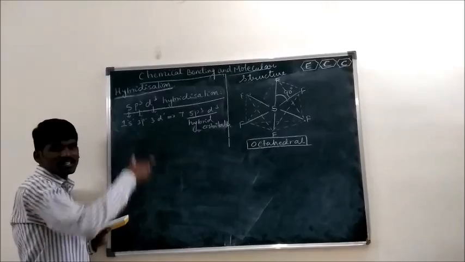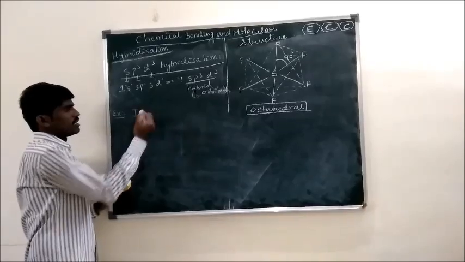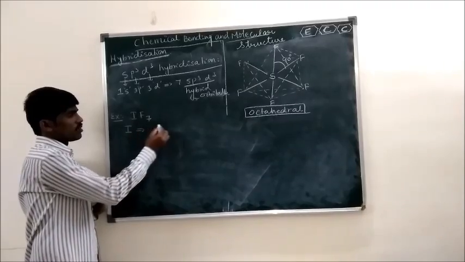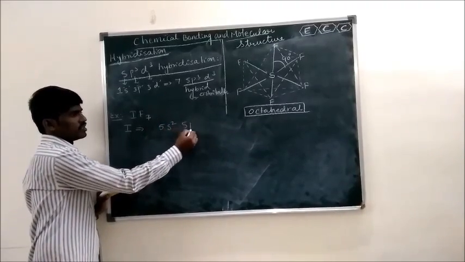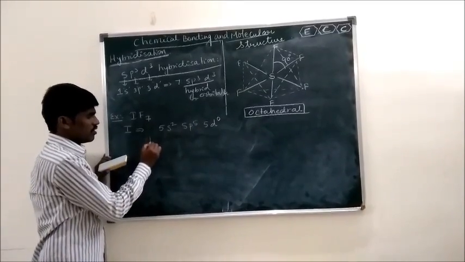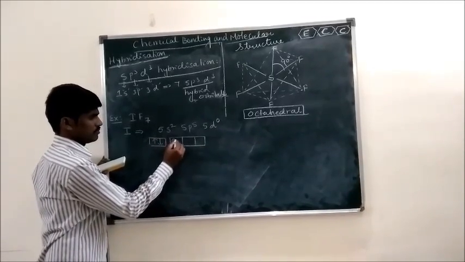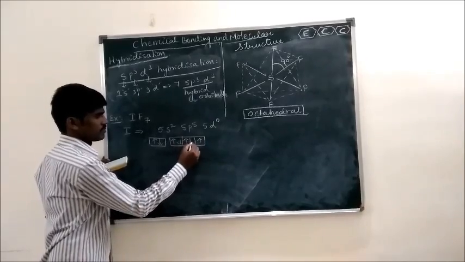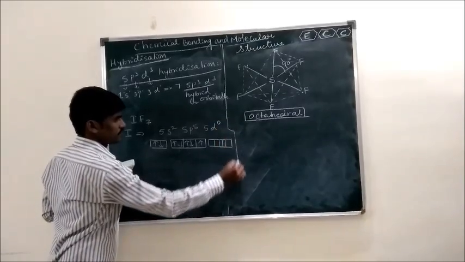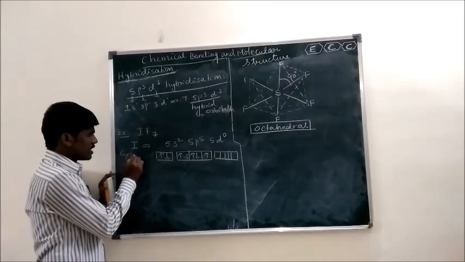And let's see how these can be arranged. I'll take an example, iodine heptafluoride, IF7, where iodine is the central atom and its outermost electronic configuration is 5s2, 5p5 and 5d0. 5s has 2 electrons, 5p has 5 electrons and 5d has 0 electrons. It is a vacant orbital. This configuration is in the ground state.